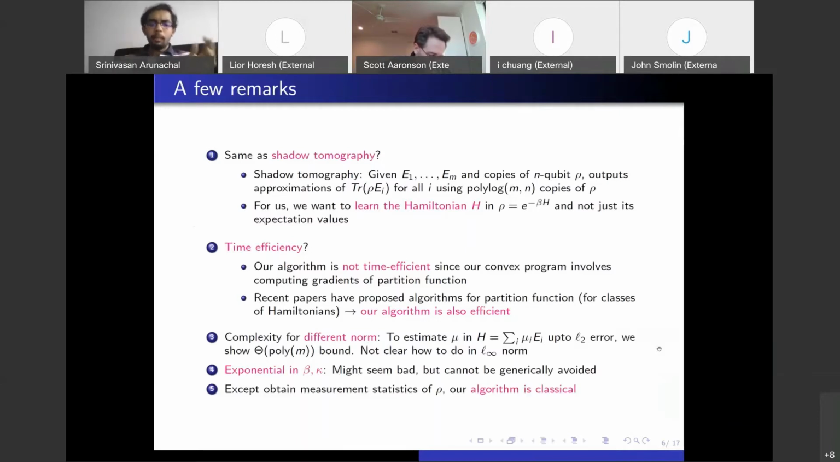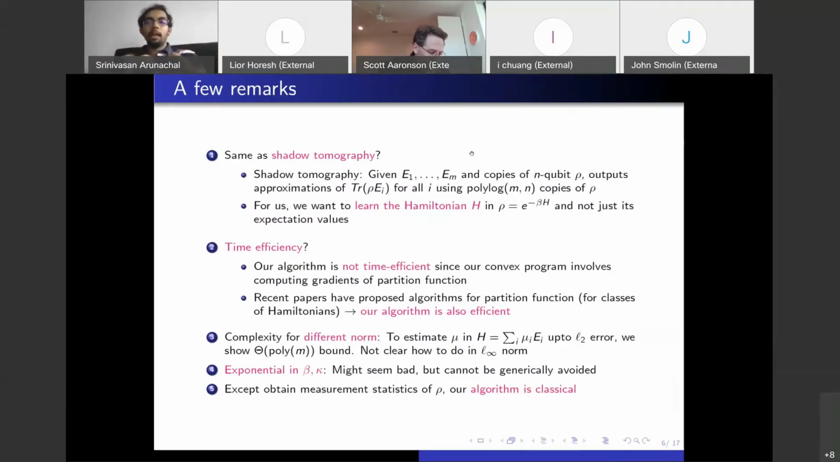And finally, one thing I'd like to mention is our quantum learning algorithm is not really completely quantum. The only quantum part you need for a learning algorithm is, given copies of this Gibbs state rho, somebody needs to be able to produce trace of rho times E_i. Let's just say I specify an E_i to you, you can prepare a Gibbs state for me.